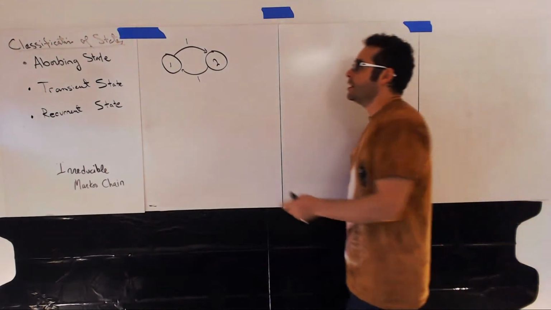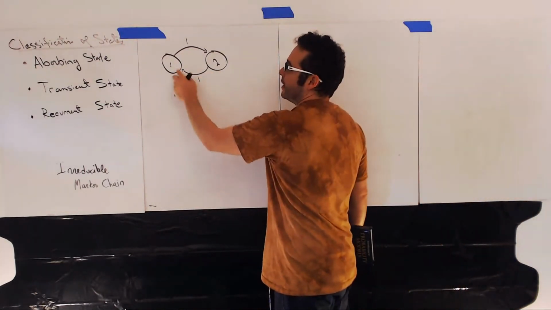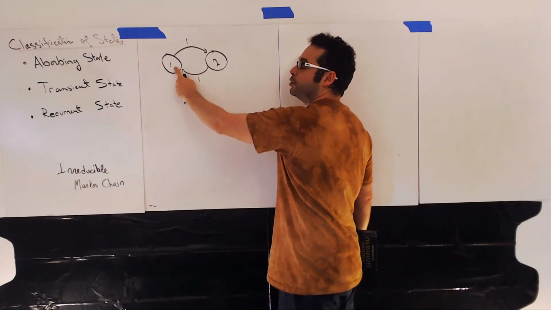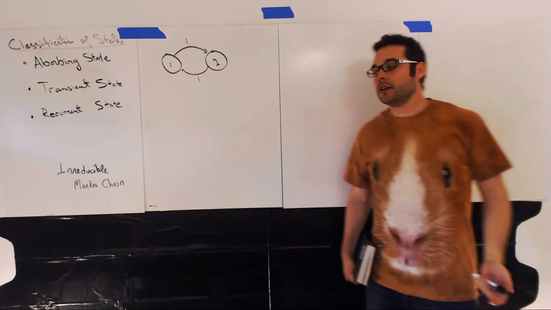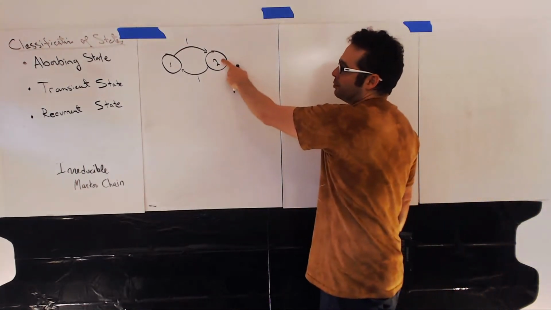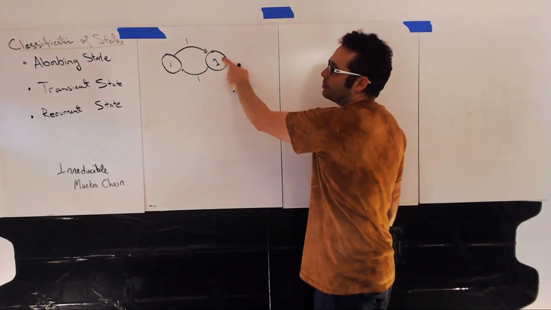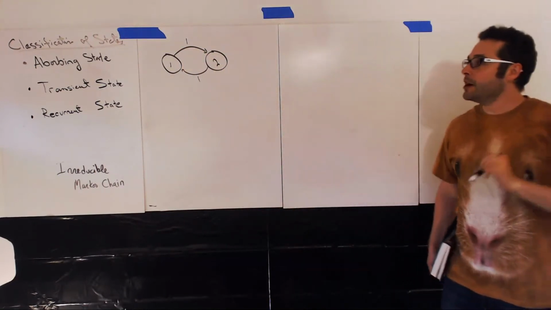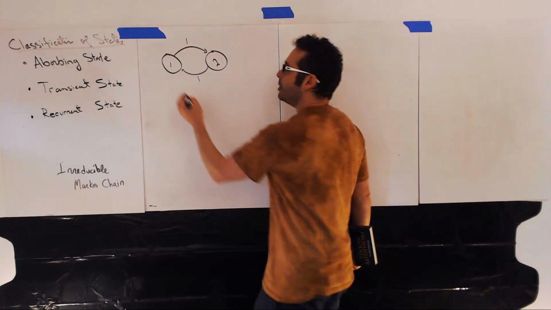because it is guaranteed that if you start off at 1, at some point in the future, you will return to 1. Likewise, for state 2, if you are in state 2, then it is guaranteed that you will come back to state 2. Now it ends up that we still have recurrence.